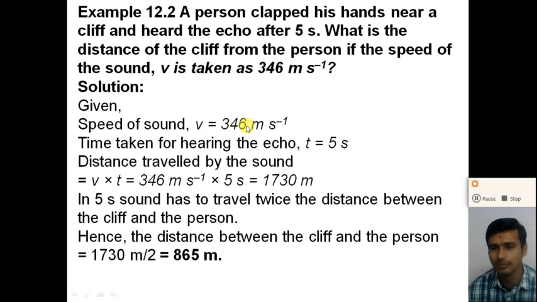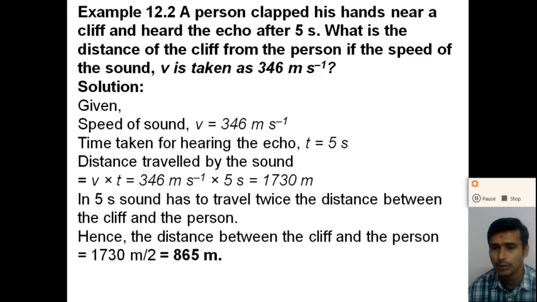So from the speed and time, how can we calculate the distance? By the formula of the speed. Speed is equal to distance divided by time. So the distance traveled by the sound is equal to the speed of the sound multiplied by time. So speed of the sound is 346 meters per second multiplied by time 5 seconds. If you multiply this, we get the distance traveled by the sound as 1730 meters, right?